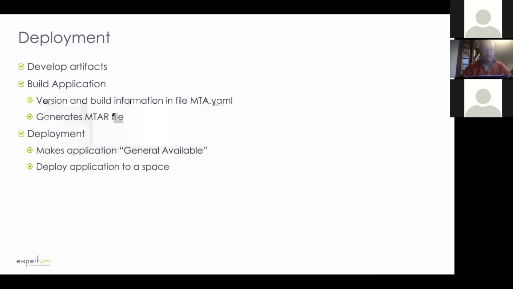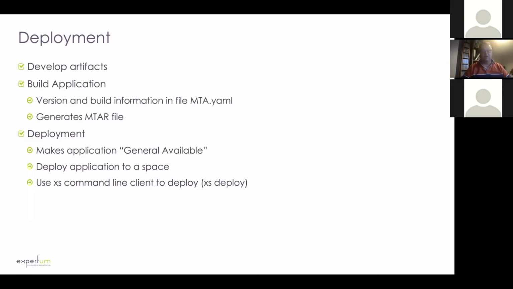You deploy applications to what we call a space. That's an XSA/Cloud Foundry term. So you can have an organization, which stands for the company that you work for, and you can have multiple spaces. For instance, a dev space, a test space, and a production space. So you can deploy the application to a development space or to a test space, wherever you want it, to make it generally available within that space.